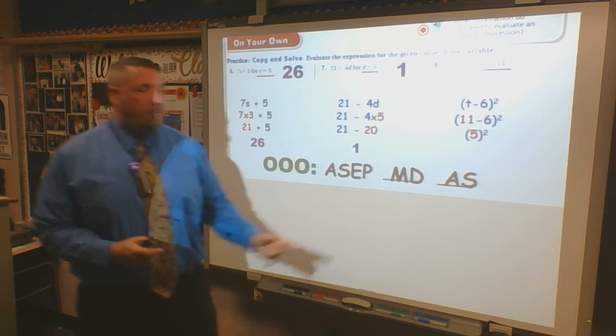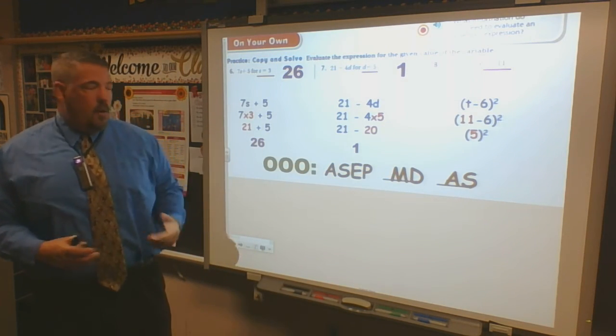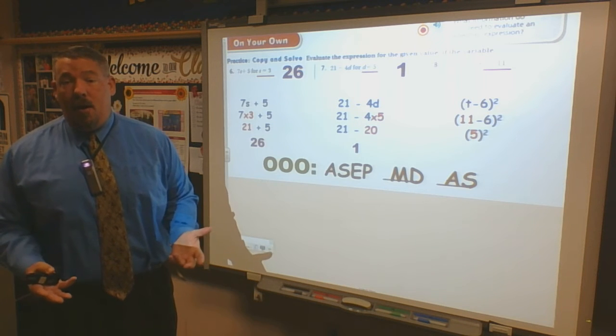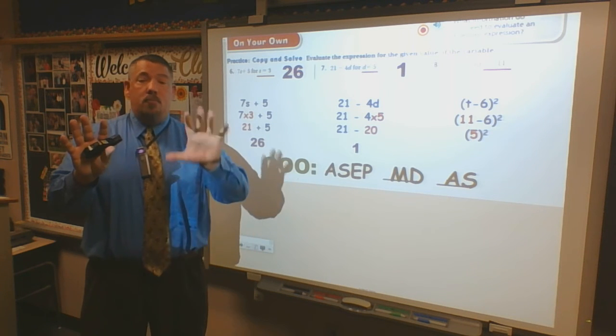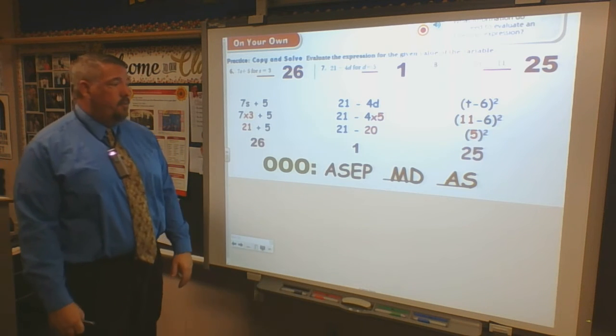Now on that one, I kept the parentheses, notice, but you don't have to. You can have just 5 squared by itself, but you can add the parentheses around it. It doesn't matter. You're still going to show a 5 times a 5 and multiply them together. 5 times 5 is 25.